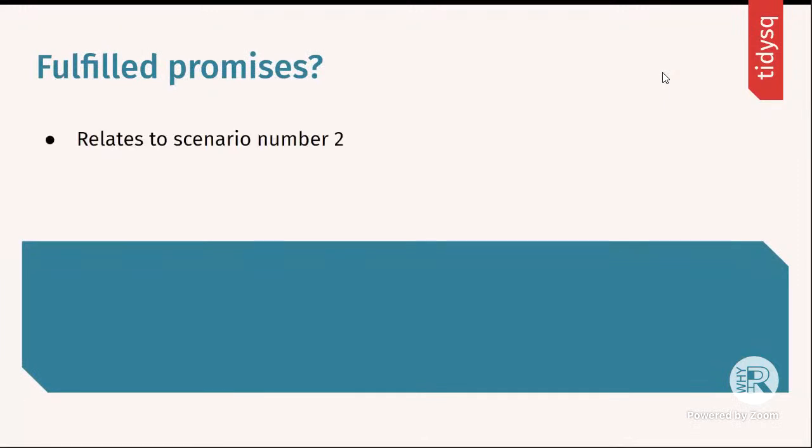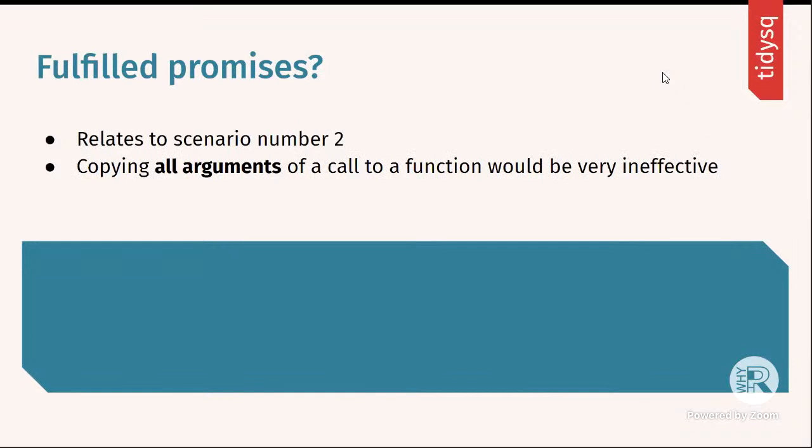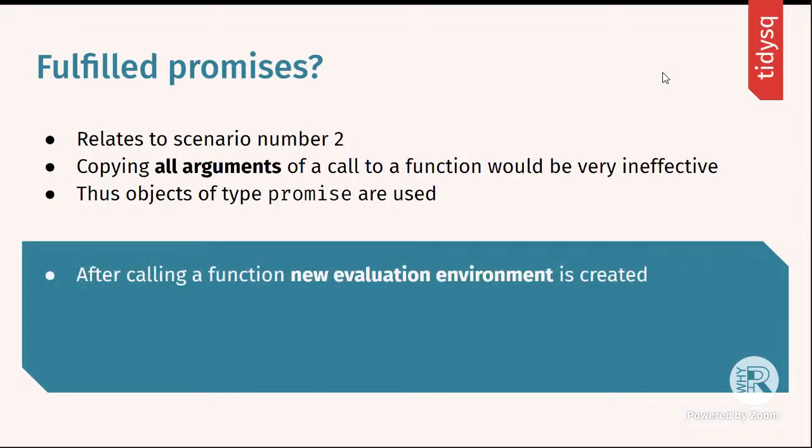Now, the second scenario. Copying all arguments would be terrible. I just can't imagine how it would even work. Let's imagine we get a function, which calls a function, which in turn calls another function, and all those functions are passed like 10 or 20 arguments all the way down. And we also pass one big data frame, like 2 gigabytes big. It would copy the hell out of our memory. Sorry for the language. But luckily, there are promises in R. We can't really construct them, but they are here, and they are here often.